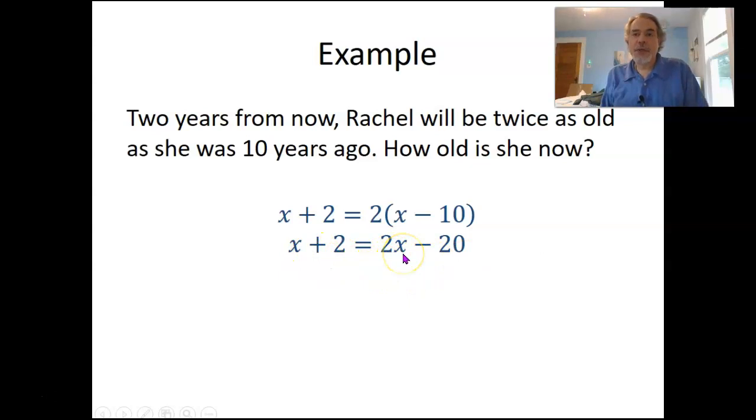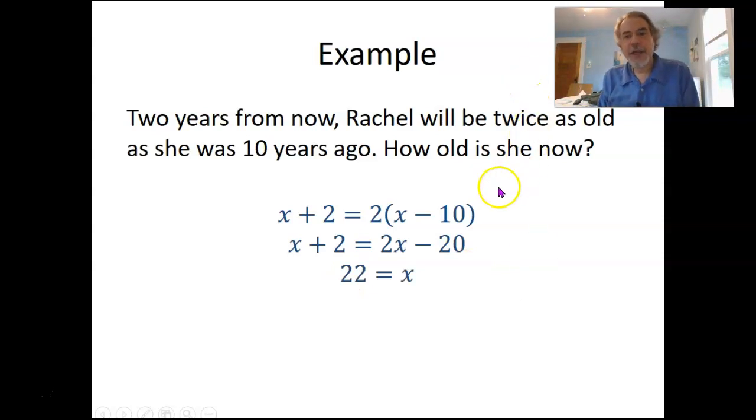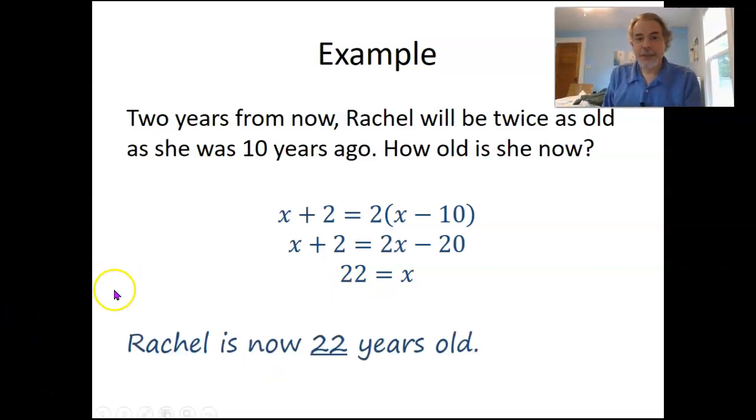Get it so that one side is just x terms, the other side is just constant terms. So here we can subtract x on both sides and add 20 to both sides and get 22. So looks like that's the answer. She's 22 now. So 2 years from now, she'd be 24. 10 years ago, she would have been 12. And yeah, 24 is twice as old as 12. Yay! So she's now 22 years old.